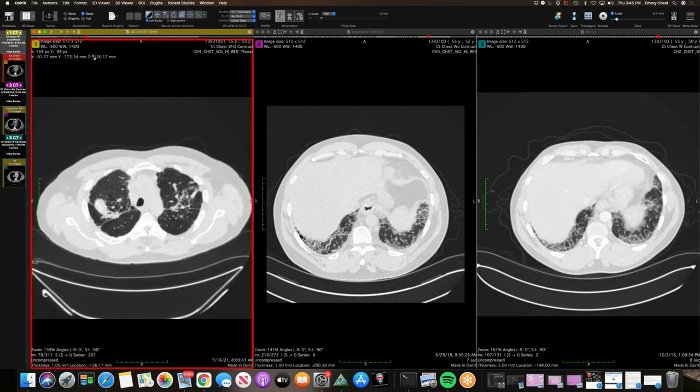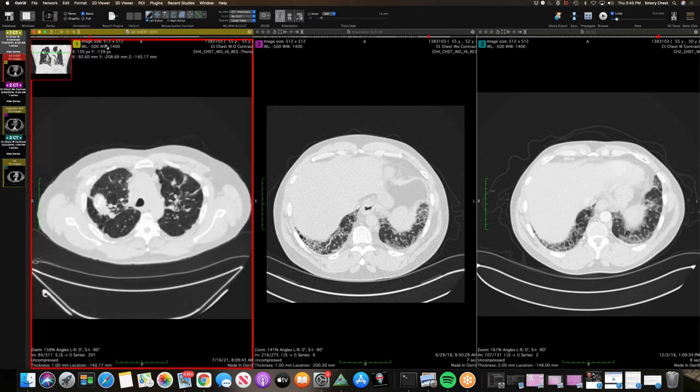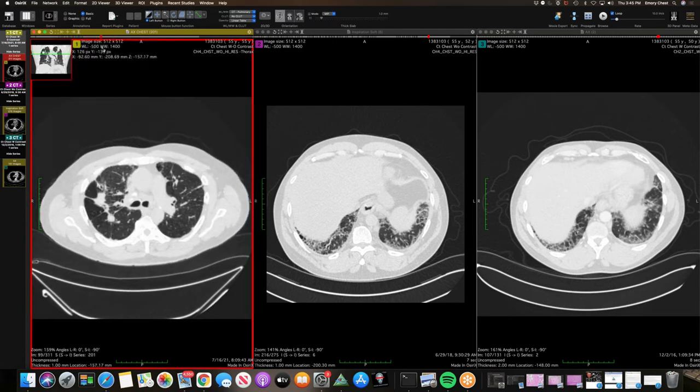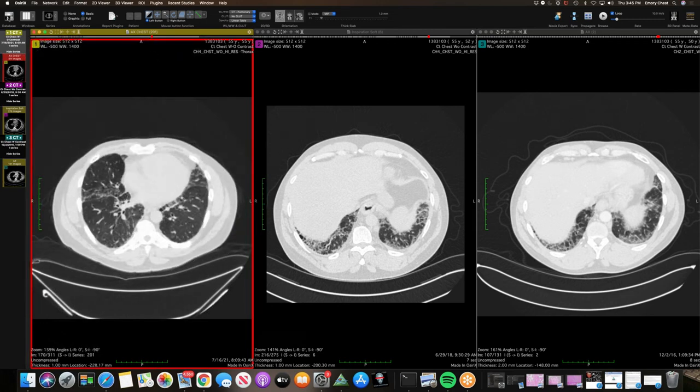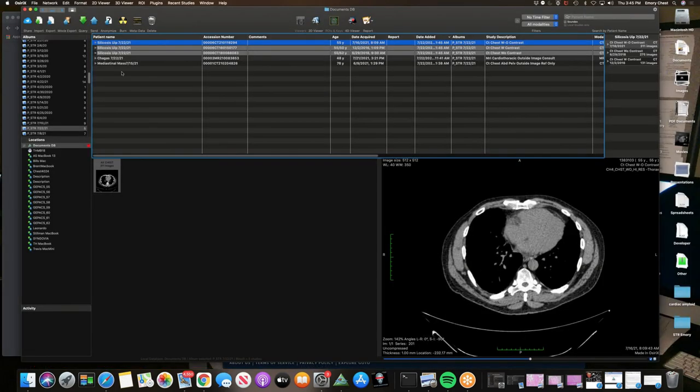So what was the source of his silica exposure? Sandblasting. He worked as a sandblaster. And he's a former smoker also. Okay.